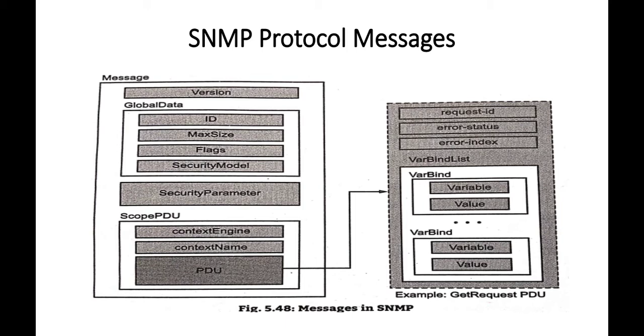SNMP version 3. Because here we use version 3, the message in SNMP version 3 is a sequence made of 4 elements. The first one is the version. In the diagram you can see this is the version. So what is the version? The version field is an integer data type. It simply shows the version. Here we use version 3.